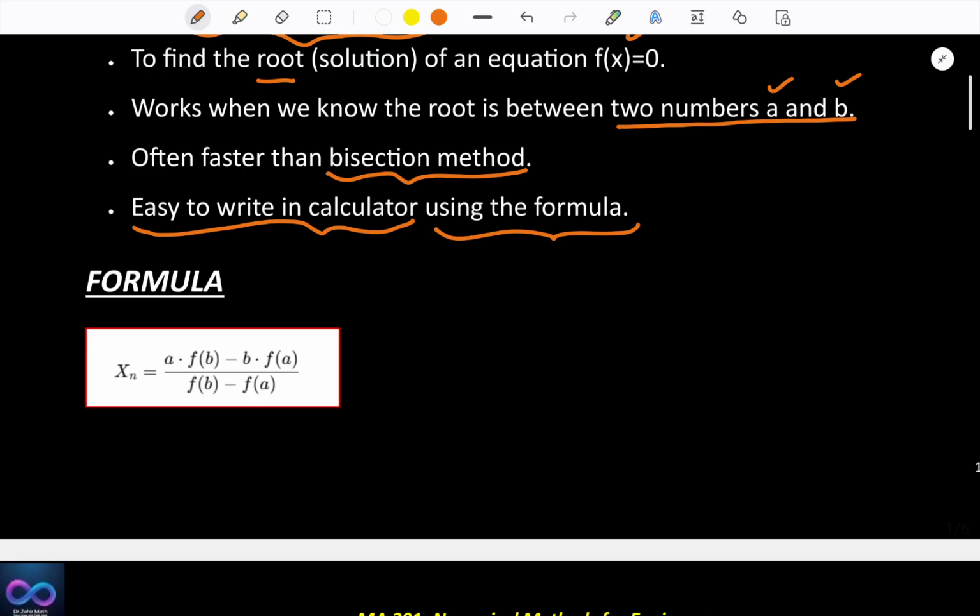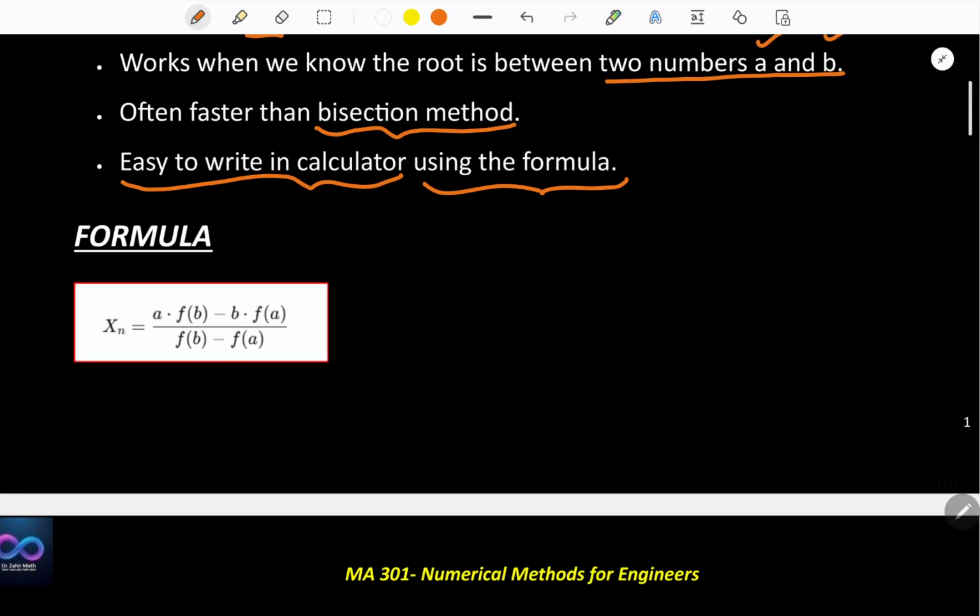What is the formula? The approximation formula is given by xn is equal to a times f of b minus b times f of a, divided by f of b minus f of a. Very simple formula, but I'm not going to use this formula directly in the calculator. In the calculator, it is the same idea, but I will use it in a different way.